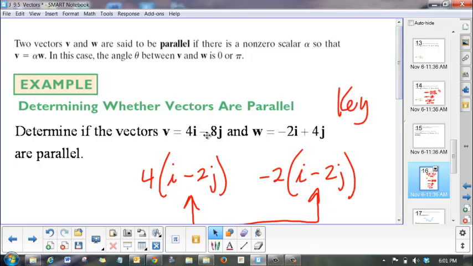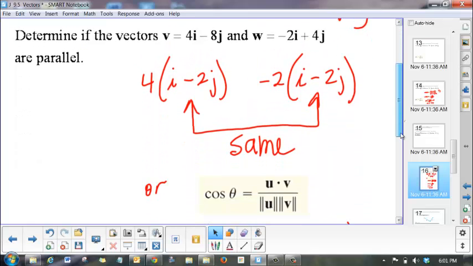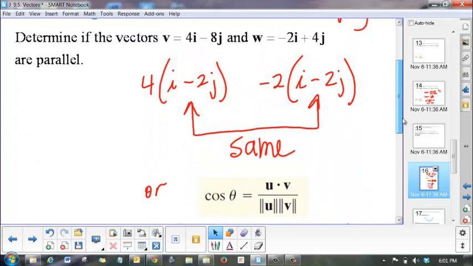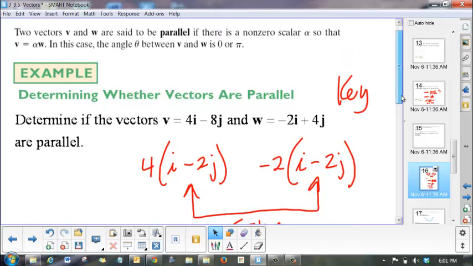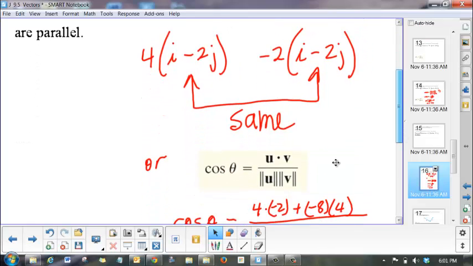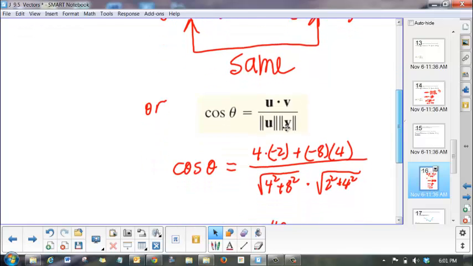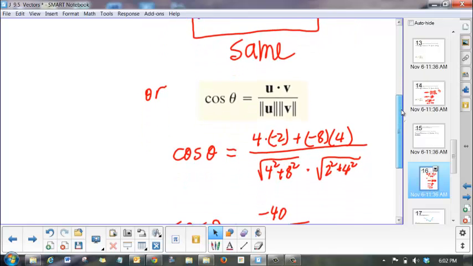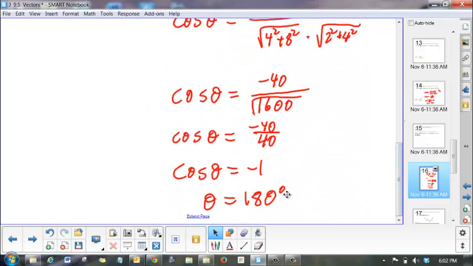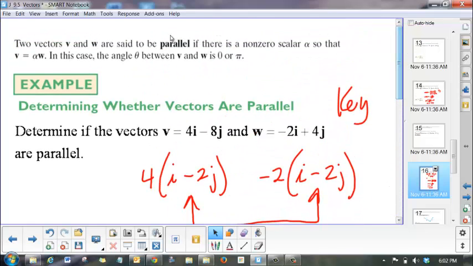And you'll see when we factor these two, we're going to get our answer. So look, 4 could be factored out. We get 4i minus 2j. Negative 2 could be factored out. We get i minus 2j. See how these two are the same? Since those two are the same, then it's parallel. Now, to me, I actually prefer to just use the formula and find the answer, because when I use the rule, I find that the angle turns out to be 180 between them, which tells me that they're parallel. So if the angle between them is 180, they are parallel.